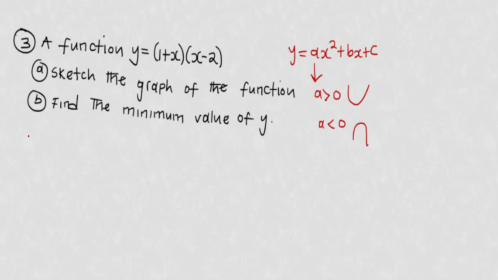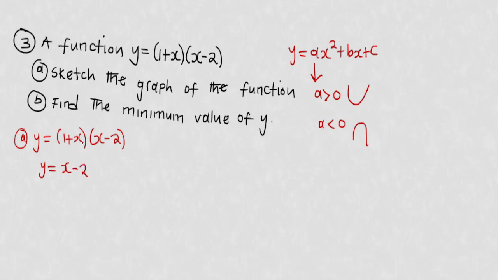I'll expand that. So we're doing part A here. I'll say y is equal to 1 plus x, then x minus 2. So 1 times x, so this will be y is equal to x. I've done 1 times x. Then I'm going to do 1 times negative 2. If you multiply positive 1 times negative 2, we get negative 2. So I'm going to write negative 2 there.